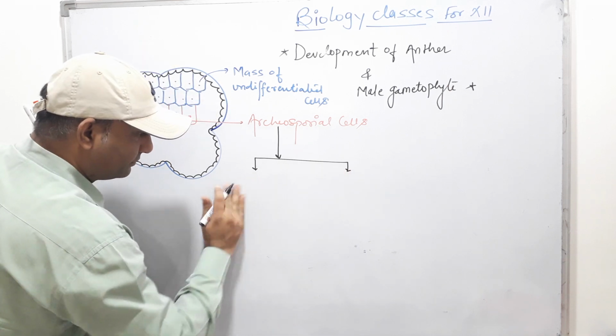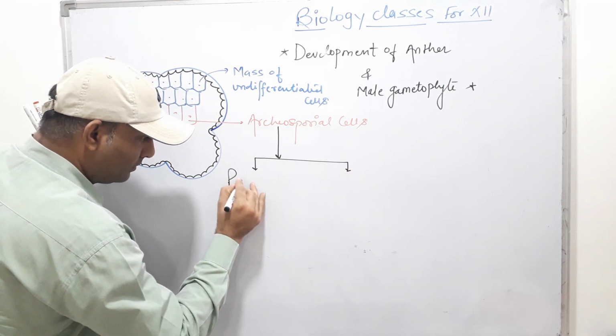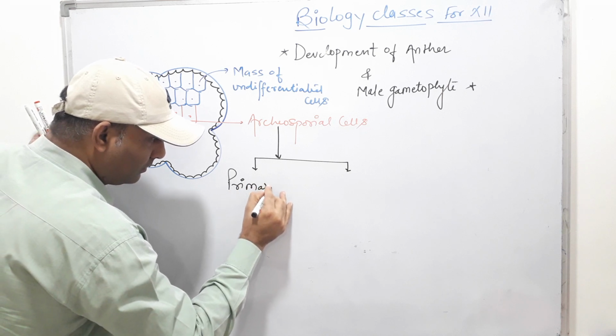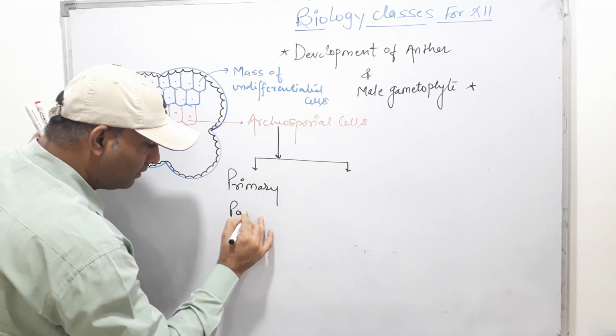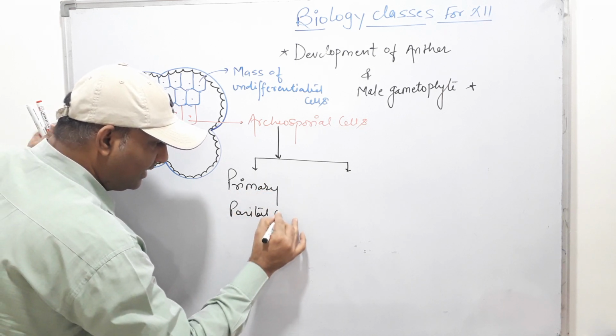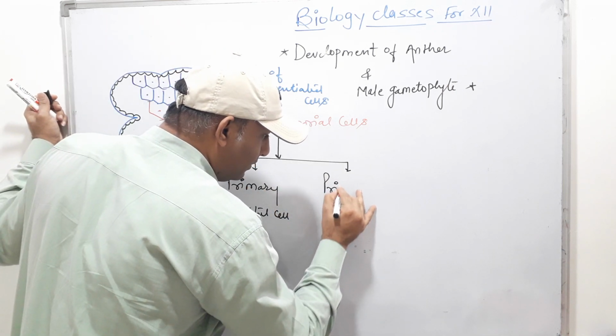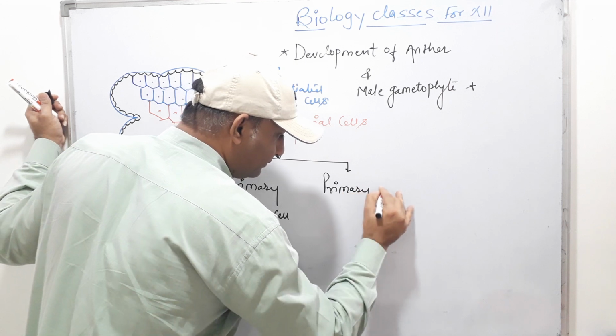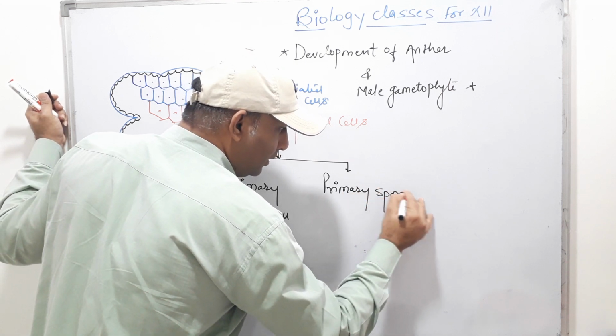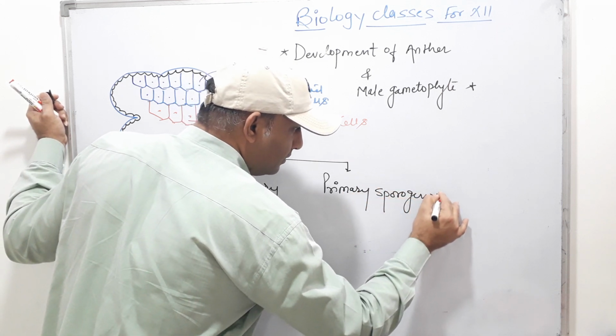First is called primary parietal cell and second is called primary sporogenous cell.